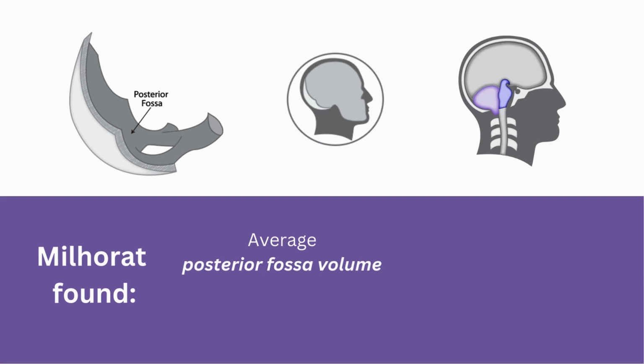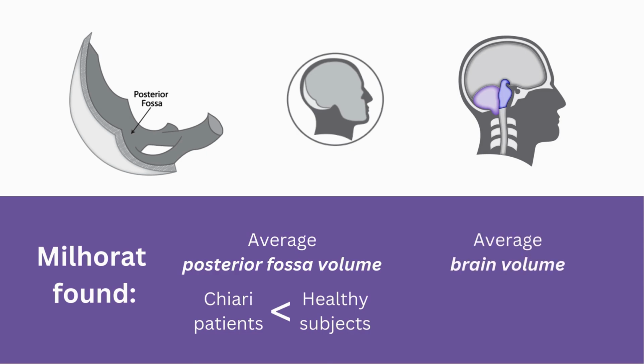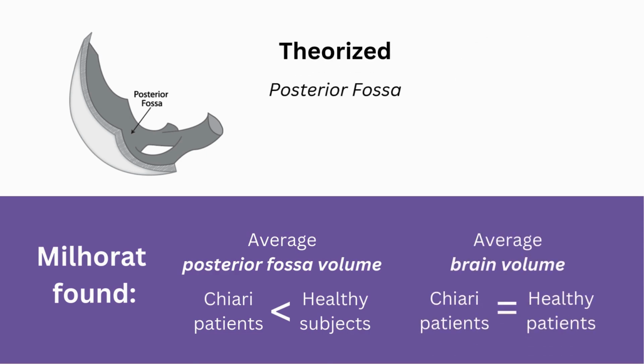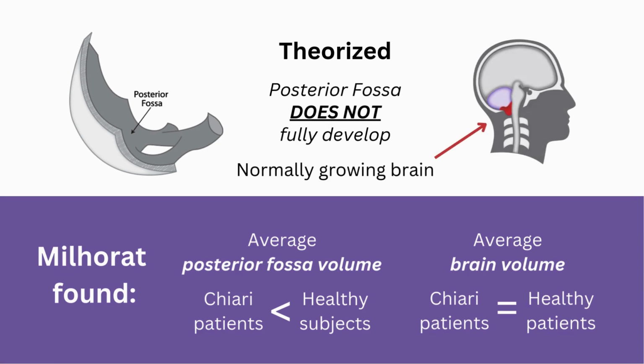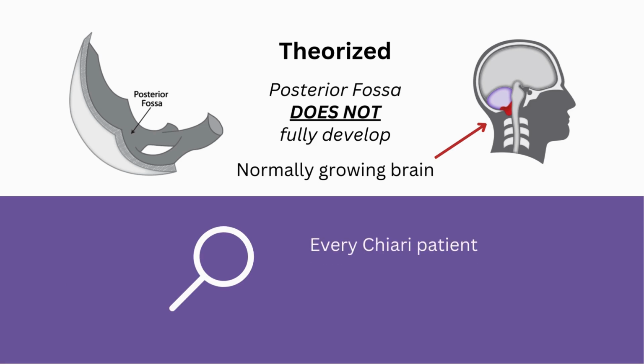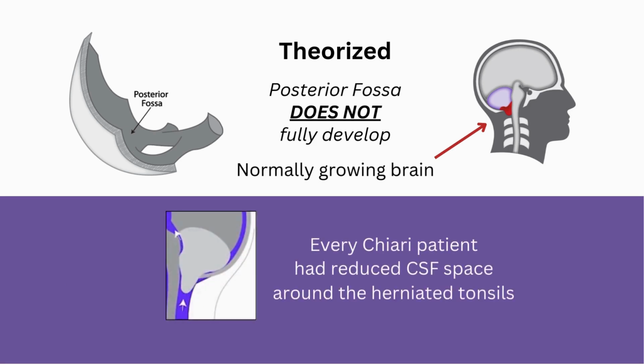Milhorat found that the average posterior fossa volume for Chiari patients was smaller than the healthy subjects, but that the brain volume was the same. From this, he theorized that the posterior fossa region for Chiari patients doesn't develop to its full size, and the normally growing brain herniates out of the skull in response. He also found that every Chiari patient had reduced CSF space around the herniated tonsils.